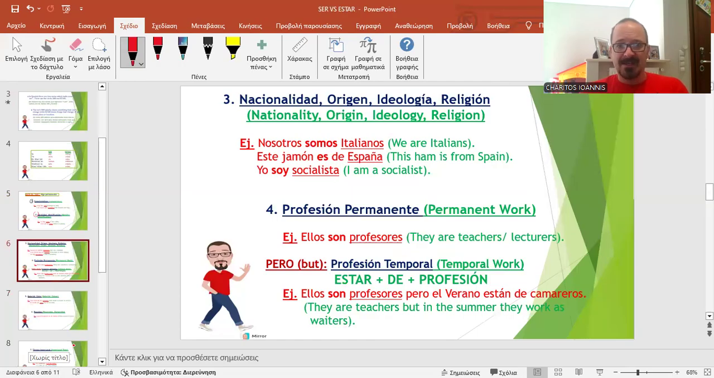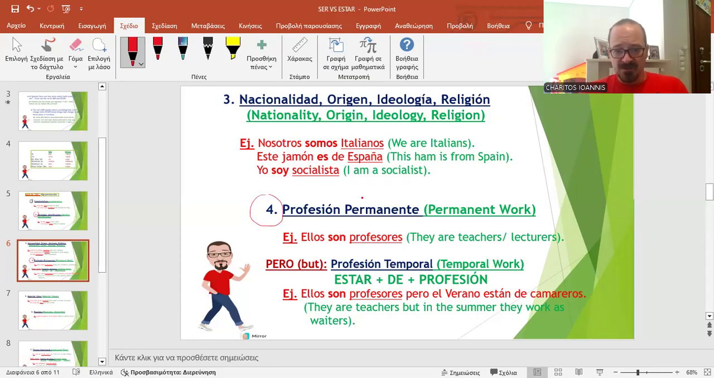Nacionalidad, origen, ideología, religión. Nationality, origin, ideology, religion. Nosotros somos italianos. We are Italians. It can change. Este jamón es de España. Origen. This ham is from Spain. Yo soy socialista. I'm a socialist, which means ideology, ideología. Ahora, here there is something very, very interesting.